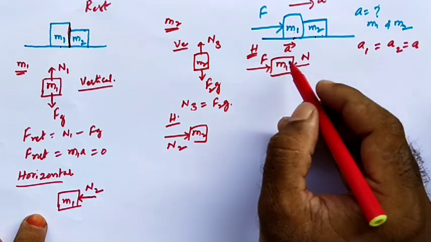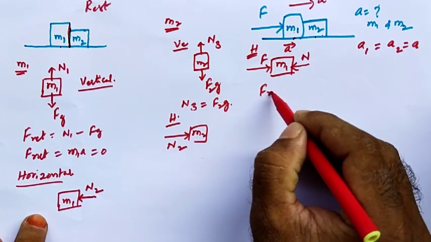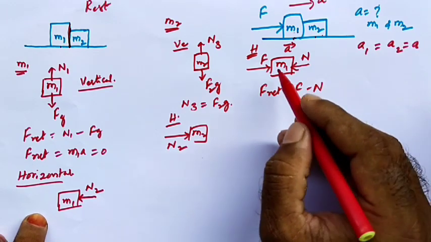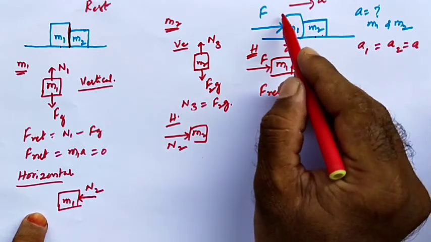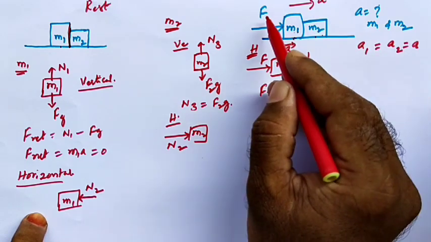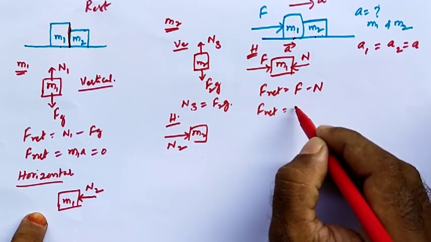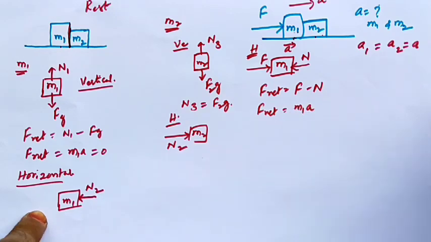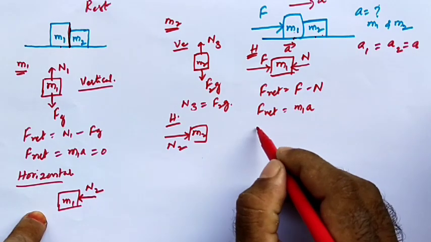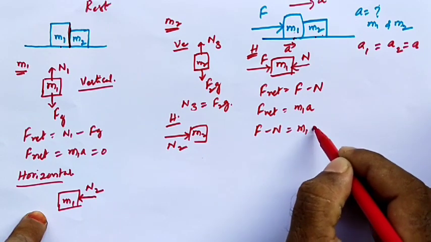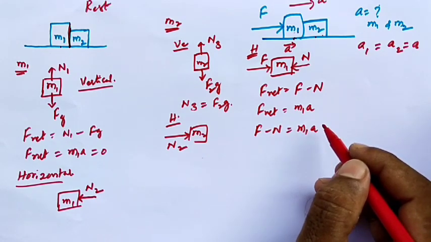Understood? And now from this, what can be the net force equation? F minus N. Why? F is greater than N because the motion is in this direction, so F must be greater than that. Now from Newton's second law, F net is equal to how much? m1 into a. Clear? Now from these two, what can I write? F minus N is equal to m1 into a. Are you understanding or not?